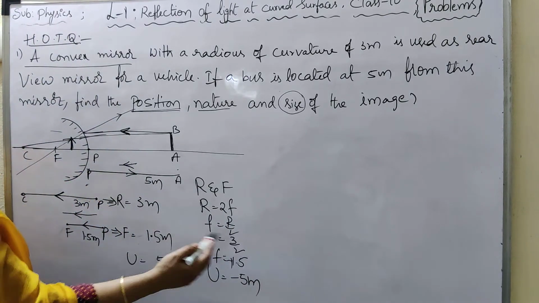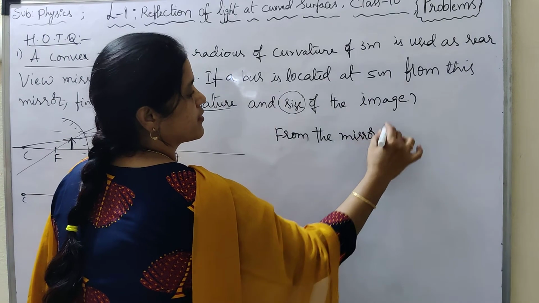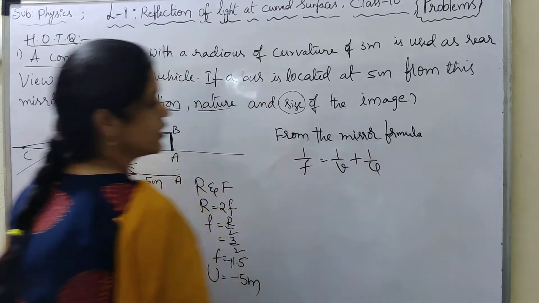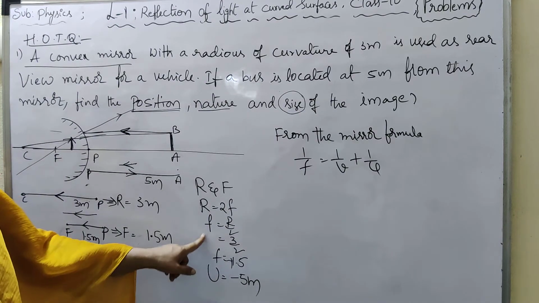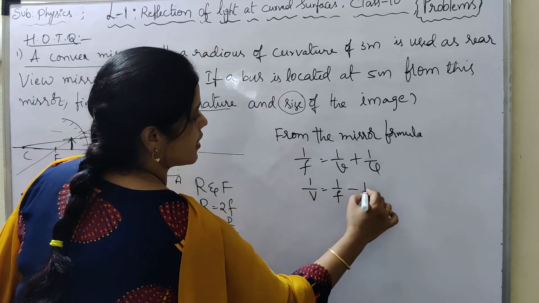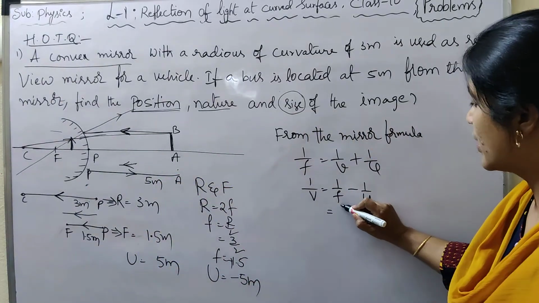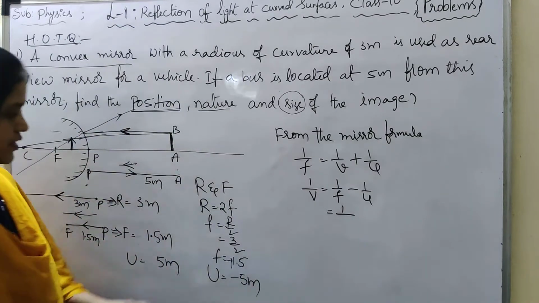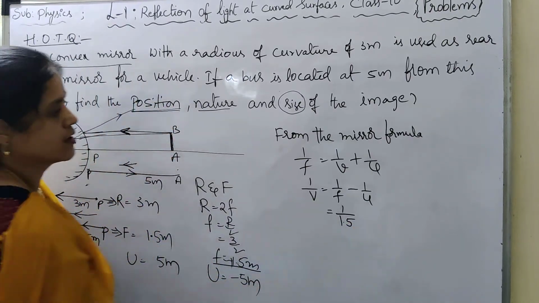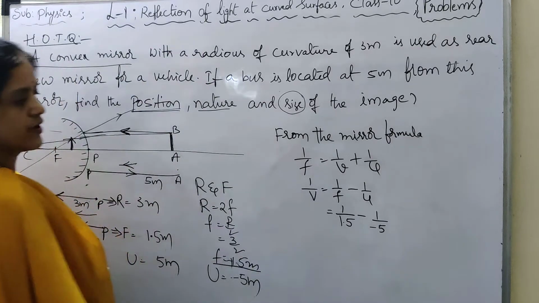Next, to derive the formula from the mirror formula, 1 by F is equals to 1 by V plus 1 by U. So you got U and you got F. Then find V. So 1 by V is equals to 1 by F minus 1 by U. Substitute the values. 1 by F, here we got it as plus, here meters. So 1.5 minus 1 by U. How much is U? U is minus 5 meters. So write it as minus 5.